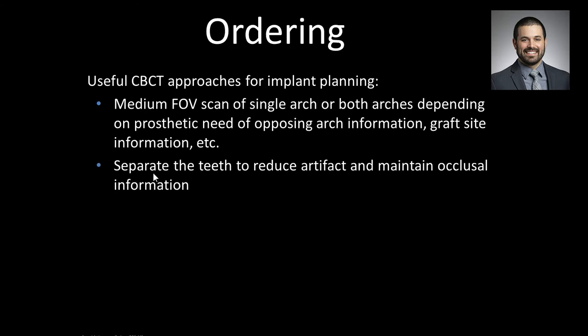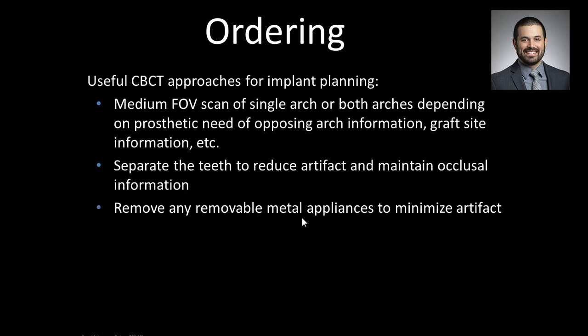And we commonly separate the teeth out for a couple reasons. One, to reduce artifact. That's also the same reason we may elect to scan a single arch only by cutting that other arch out of the scan. We can reduce some artifact and create a little cleaner image, less noisy image. But we can additionally maintain some of that occlusal information, which can be useful for planning and visualizing where you're going to want your prosthetic crown, but also then interfacing some of that information with other occlusal information if you're doing a guided surgery. And we'll come back and discuss that in a moment. Do remove any metal appliances that you can to minimize artifact. And of course, always stabilize the patient to reduce motion.